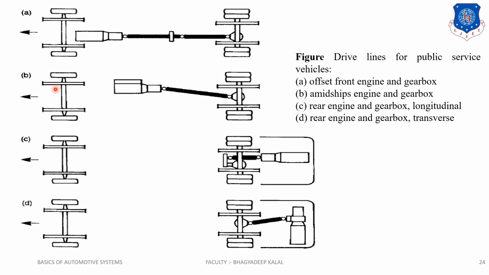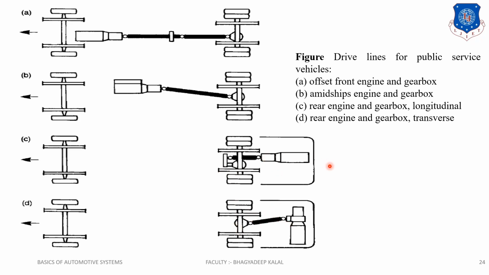Second one is the amidships engine and gearbox. Amidships means the engine is midway between, not exactly in the middle. Here is the engine and power is transmitted to here, so the shaft is of less length, and it is transmitted to the differential mechanism. Another is a rear engine gearbox, longitudinal here and transverse here. When the engine is put across the body, that time it is known as transverse, and this one is longitudinal. Both are rear engines, fitted at the back of the vehicle.